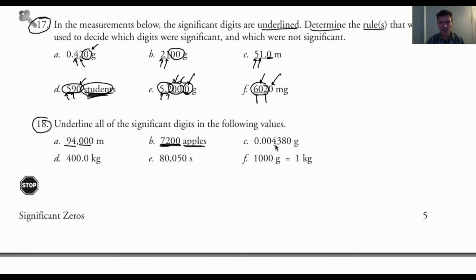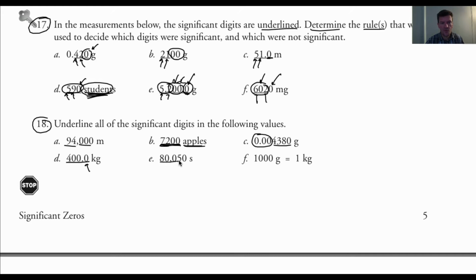In this case, the 4, 3, 8, and 0 are all significant. Those zeros are simply placeholders. In this case, all of these are significant because that 0 to the right of the decimal point at the end is significant. So everything that's in between the 4 and the last 0 is also significant.